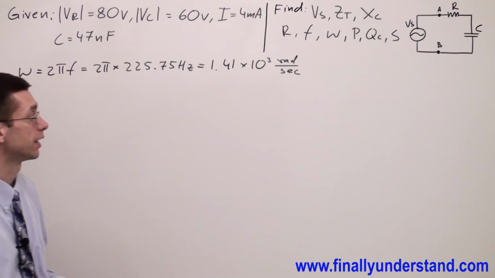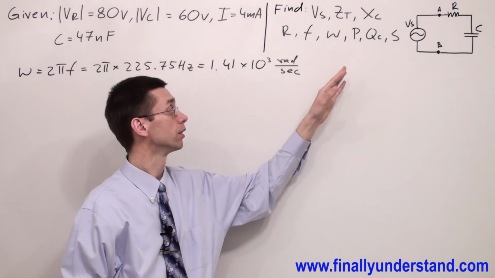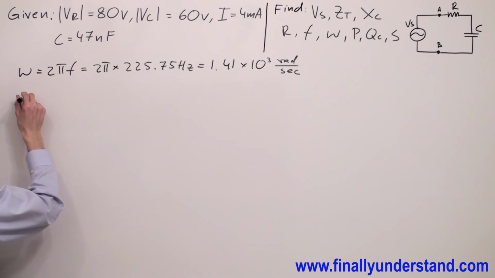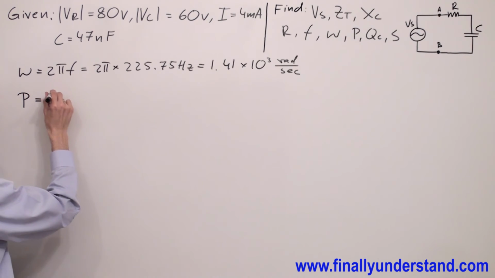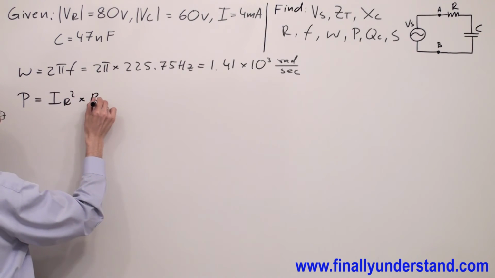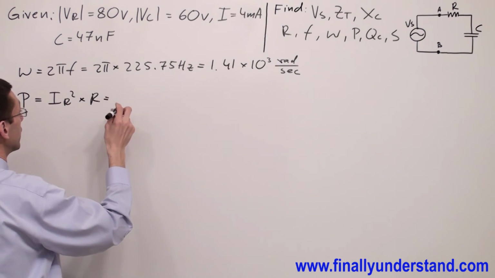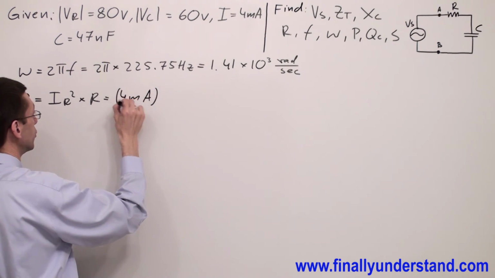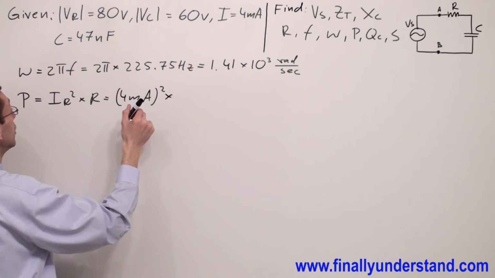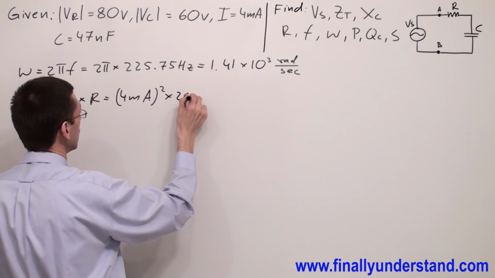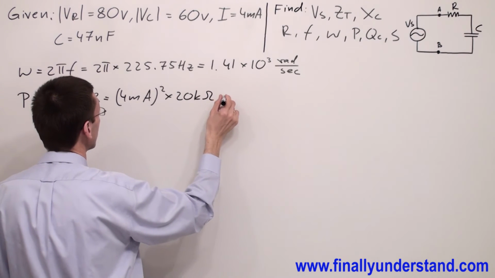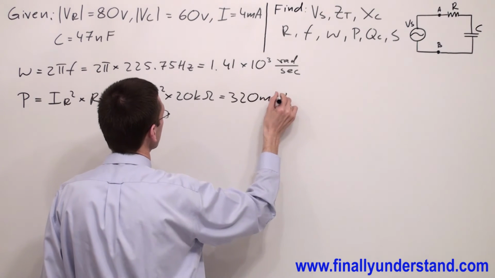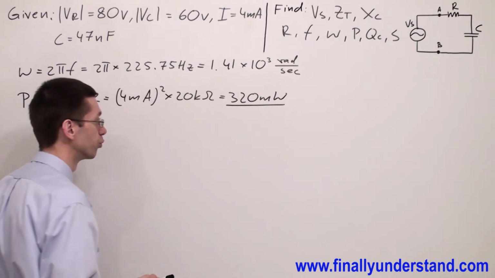Next, I'm supposed to find the powers: true power, reactive power, and apparent power. So, true power, P, is equal to IR squared times resistance. IR is 4 milliamps, has to be raised to the second power, times resistance, which is equal to 20 kiloohms. This is equal to 320 milliwatts. This is my true power.